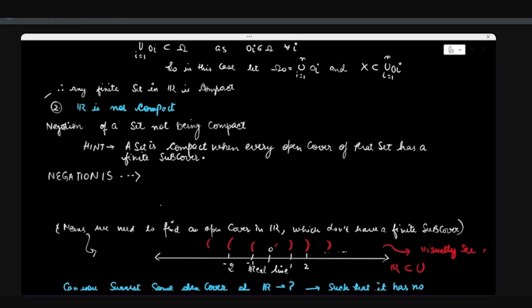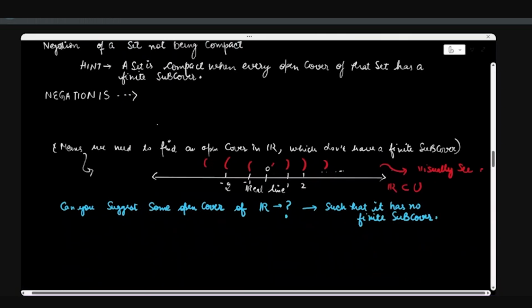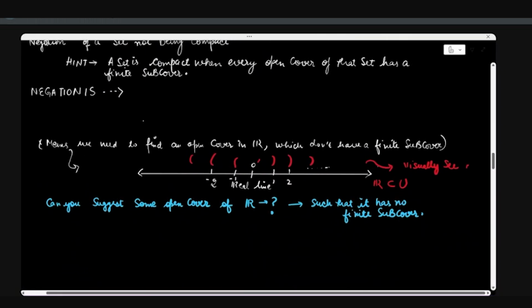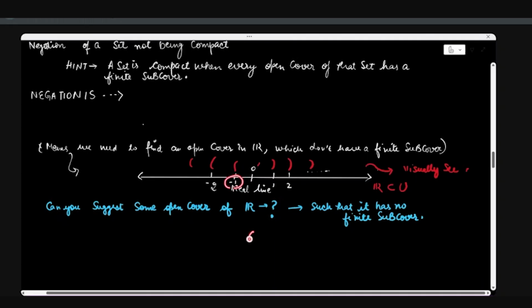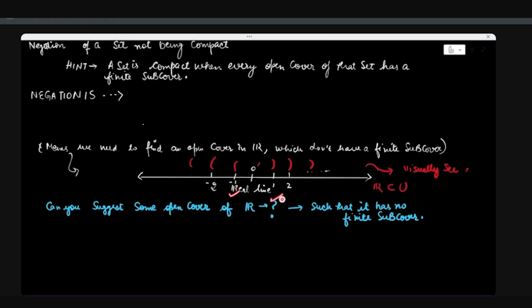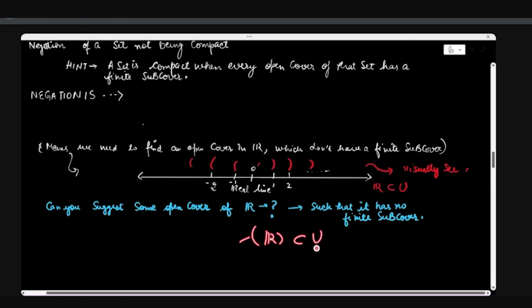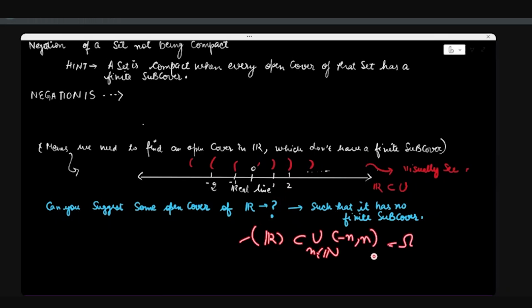The same thing we are going to do in the case of the reals. We are going to find an open cover of the reals, but that open cover should not have a finite subcover. So let's begin. Here you can observe the real line, and if I take the intervals of the type (-n, n), like (-1, 1), (-2, 2), (-3, 3), and so on, then R will clearly be contained in the union of these intervals. So my omega will be the collection of these types of intervals.